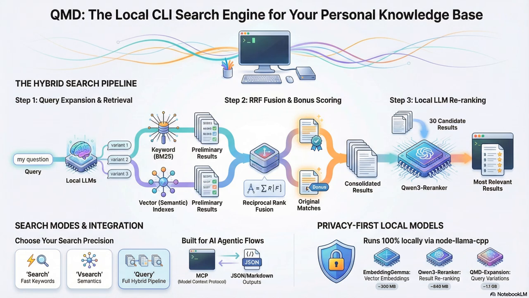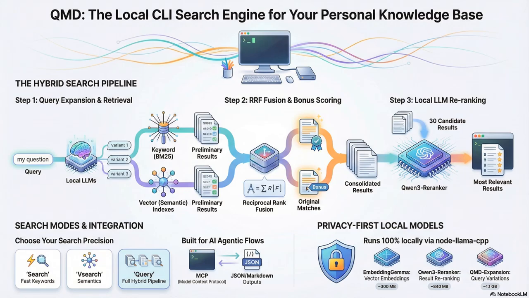But today, we are diving into a tool that claims to solve this specific kind of panic. It's a GitHub repository by a developer named Toby called QMD. Query Markup Documents. And the promise here isn't just better search. It's effectively building a private, state-of-the-art search engine for your own brain. And it all runs locally.